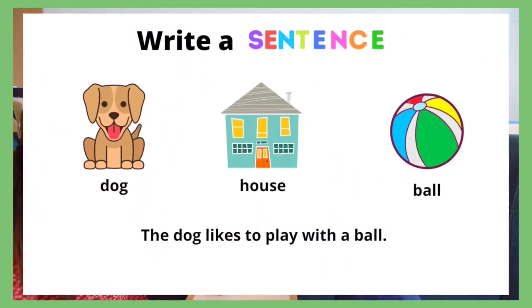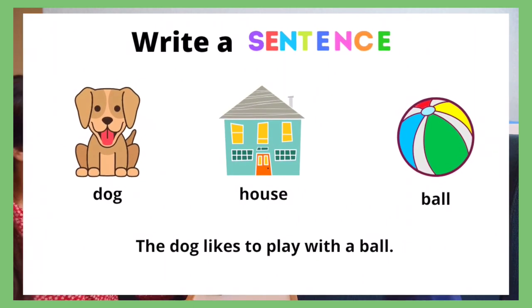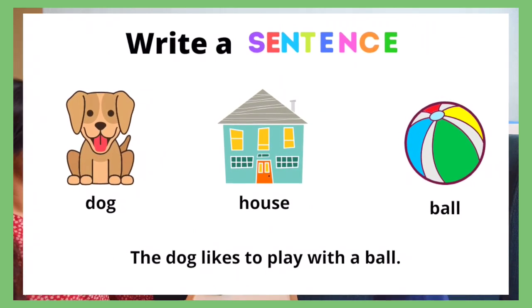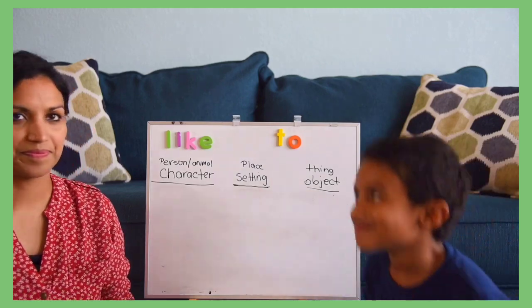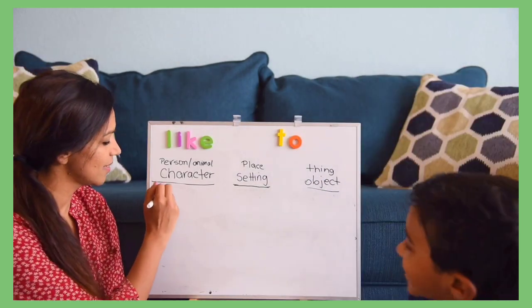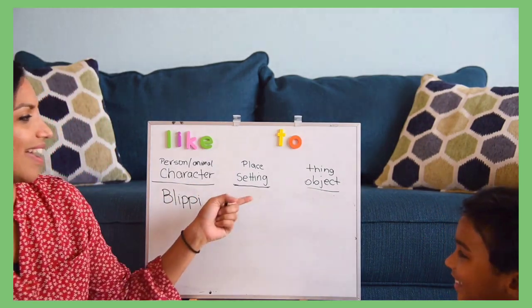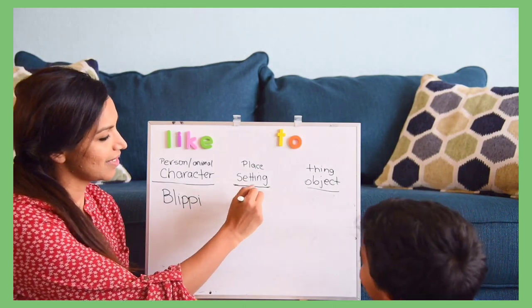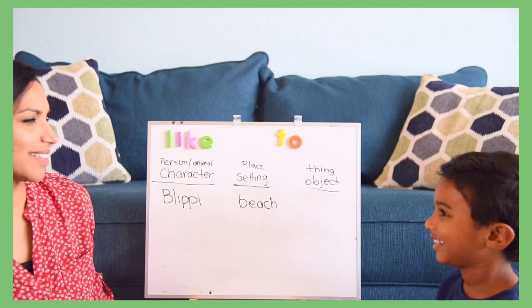Can you read the sentence now? Yeah. Read it. The dog likes to play with a ball. Good. Sahil, what is your character? Blippi. B-L-I-P-P-I. And where is Blippi going? To the beach. And the thing is his bucket. The bucket.